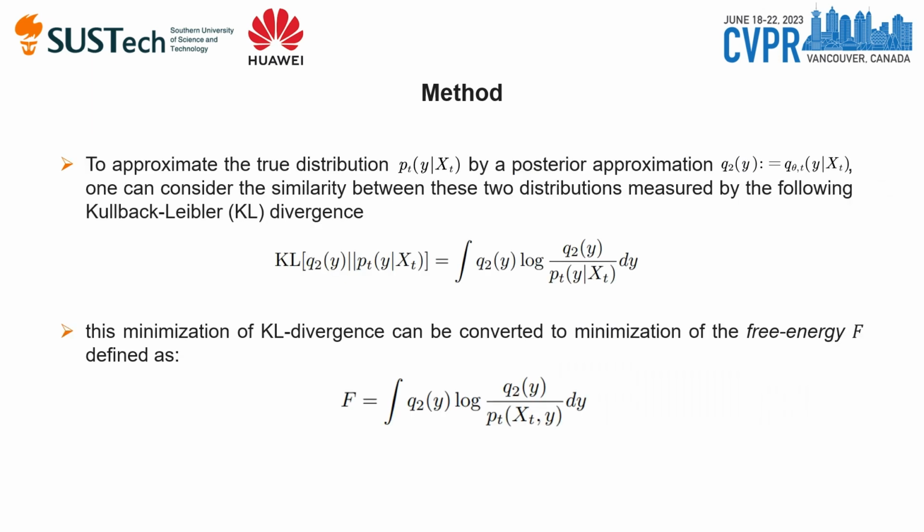To approximate the true distribution P(y|x_t) by a posterior approximation, one can consider the similarity between these two distributions measured by the following Kullback-Leibler (KL) divergence. This minimization of KL divergence can be converted to minimization of the free energy F, defined as the following formula. As discussed above, the early feed-forward layer aims to learn useful layer representations of the input without any supervision. An approximate solution to this problem can be reduced to finding the first principal component of the input data, known as Oja's rule, and its variations. Oja's rule is itself a variation of the Hebbian rule, plus a normalization condition.